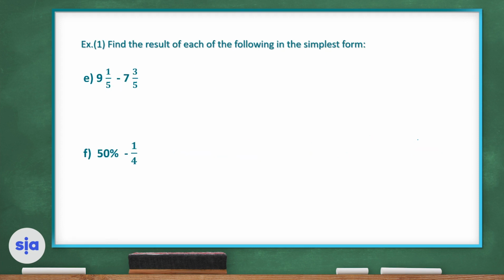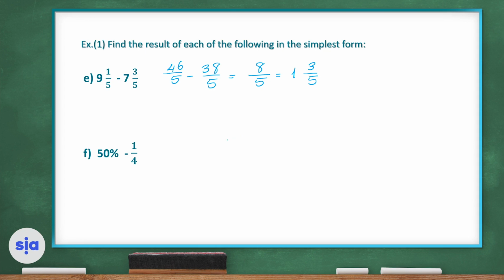Question E, what will you do if you have a mixed number? Yes, excellent. We change this mixed number into a fraction. So in this one, it will be 46 over 5 minus 38 over 5, so it is 8 over 5. If you want to put it as a mixed number, you check how many 5s are in 8. It's 1, and the remainder is 3.